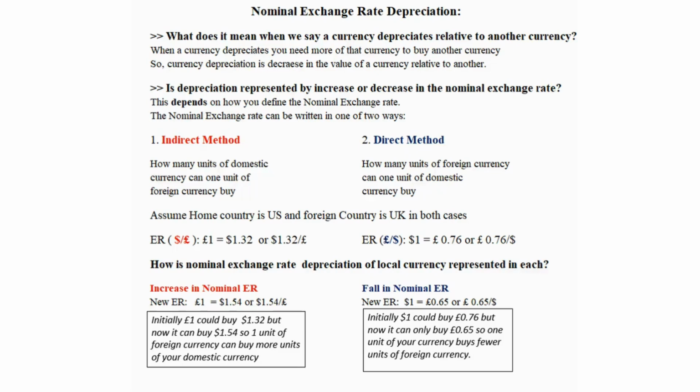So essentially the idea is that whether an increase or decrease in the nominal exchange rate represents depreciation depends upon how you're defining it. If you're defining it in terms of the indirect method, then an increase in the nominal exchange rate represents a depreciation of your local currency, i.e. dollars in this case. And if you're writing it in terms of the direct method, then in that case, a decrease in the nominal exchange rate represents depreciation of your local currency, i.e. dollars in this case.